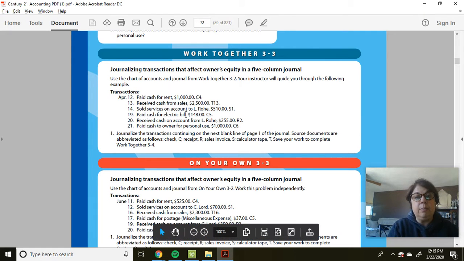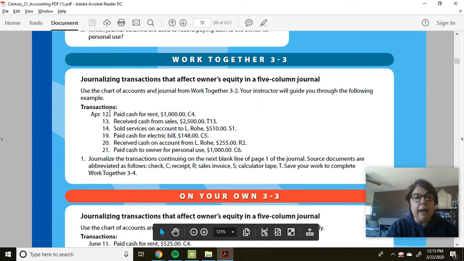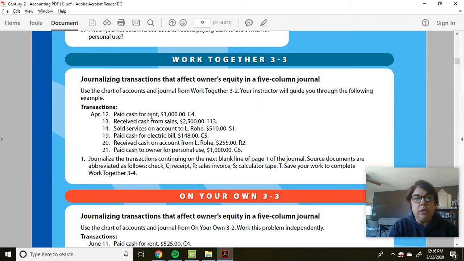So just quickly remembering that when we analyze transactions, we're always looking at the date, which account should be debited, which account should be credited, and we need to know the source document number. So those are the 4 steps: write the date, write the debit, write the credit, write the source document.